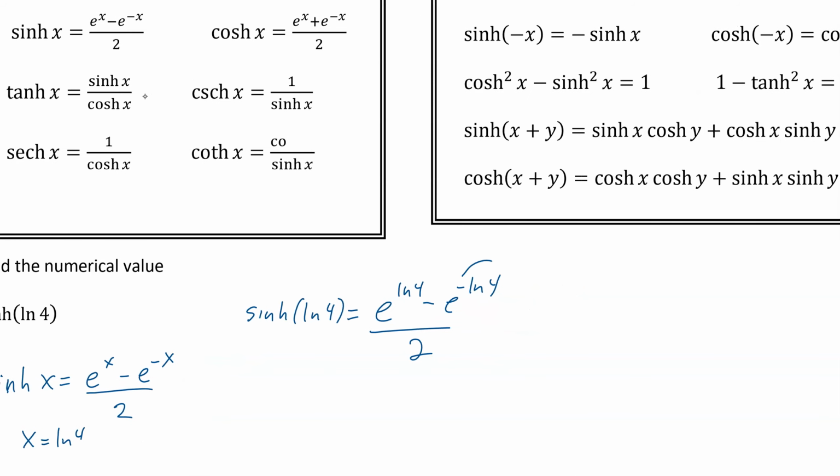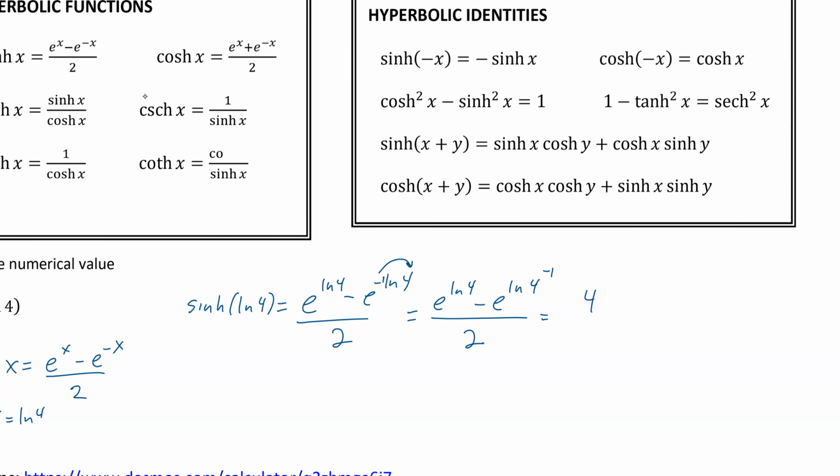Now we can use that rule with logarithms and bring that negative in, and so we end up with e to the ln of 4 minus e to the ln of 4 to the negative 1, all over 2. Using our natural log and e rules, this becomes 4 minus, and 4 to the negative 1 is 1/4, so that becomes 1/4, all over 2.